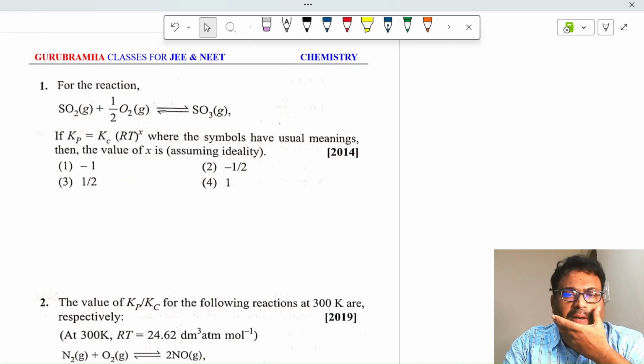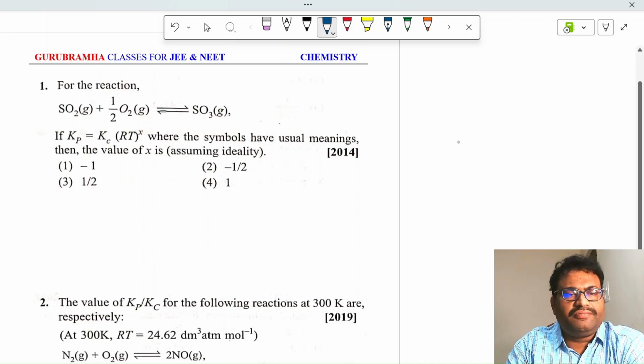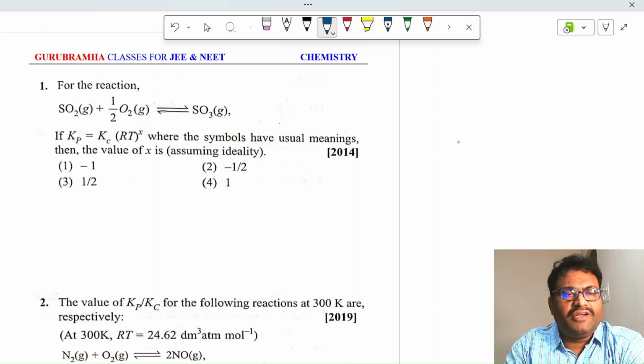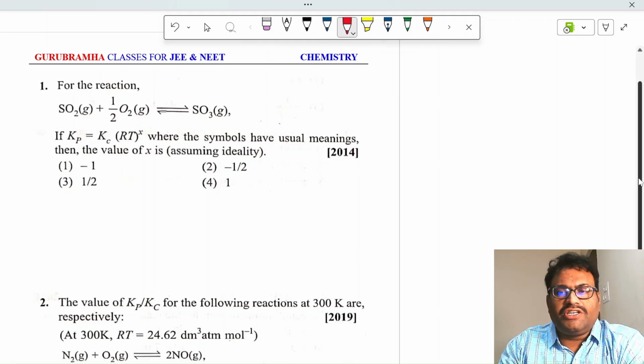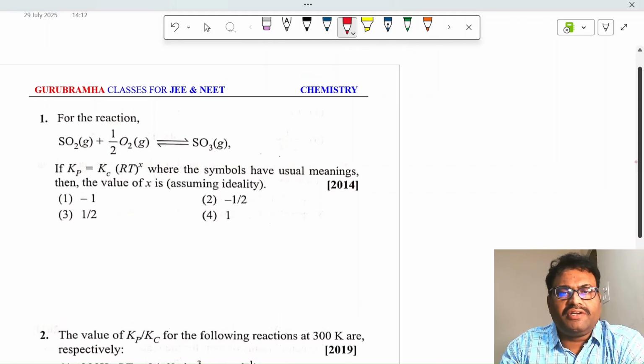We are in the chapter Chemical Equilibrium. In this session, we are going to discuss the relation between Kp and Kc. In the relation between Kp and Kc, we are solving PYQs of JEE Main. So let us see. These are all the questions on the relation between Kp and Kc, right?